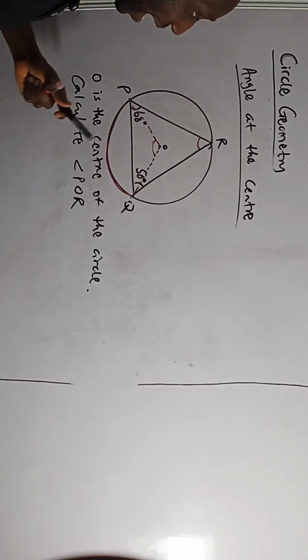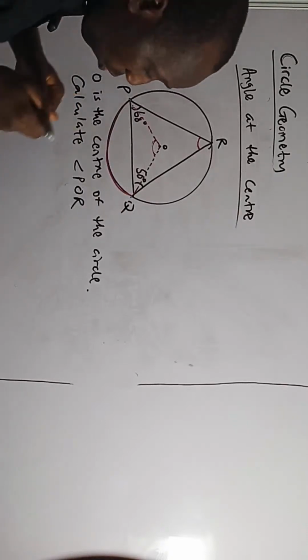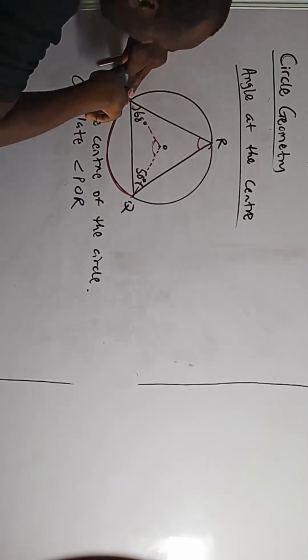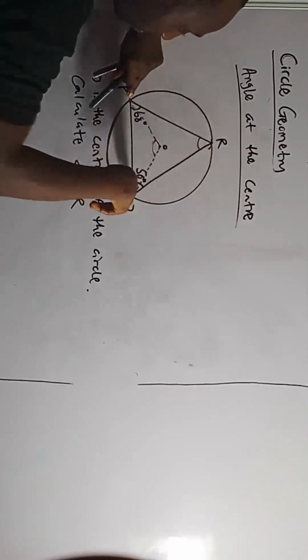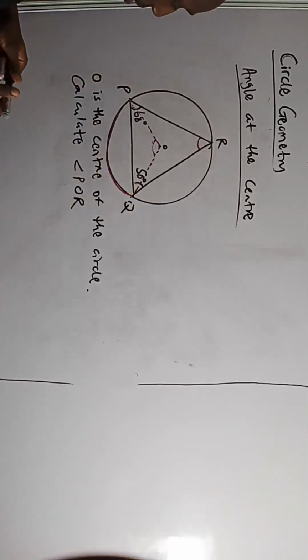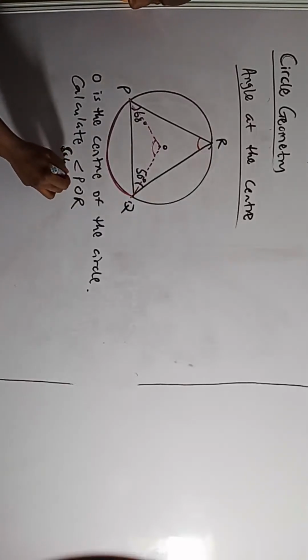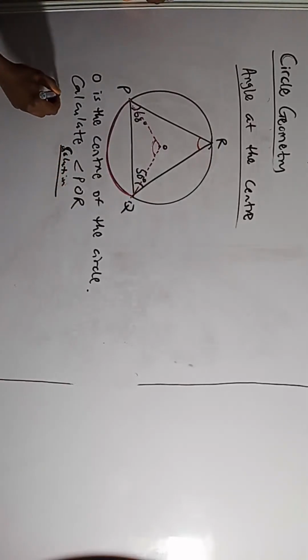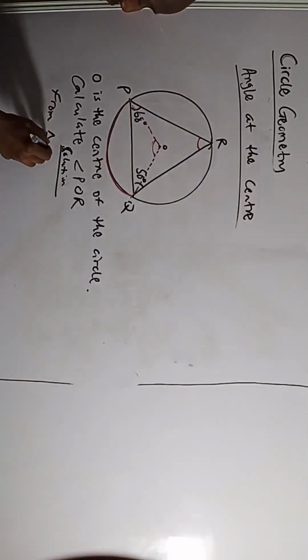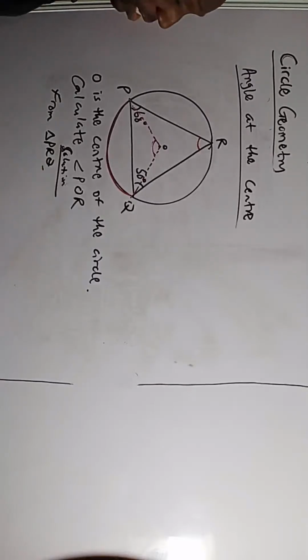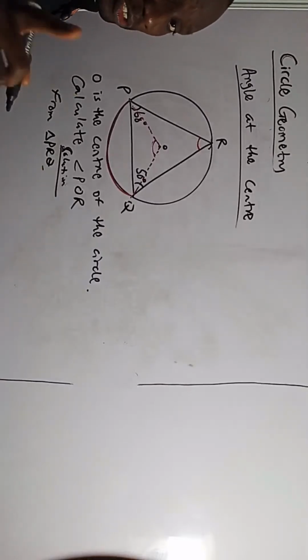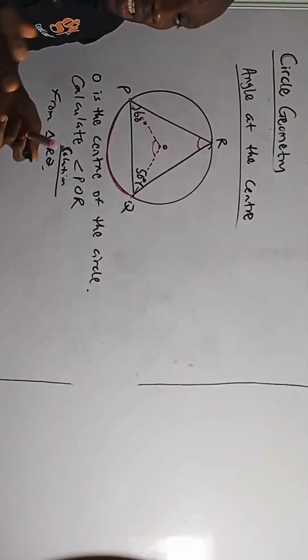It's easy. I can already see a triangle. Where's the triangle? Triangle PRQ. That's a triangle. Okay? So I'll say solution from triangle PRQ. Now, what do we know about angles in a triangle? They add up to what?